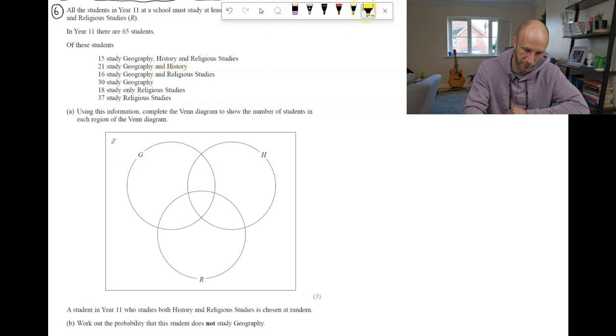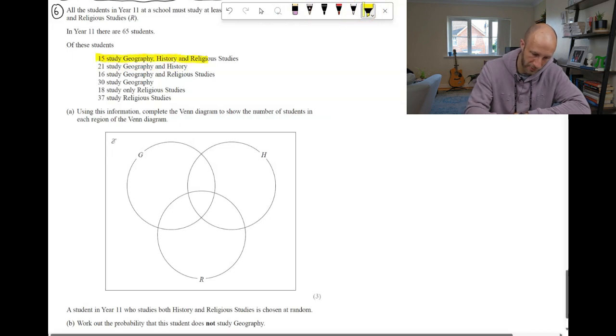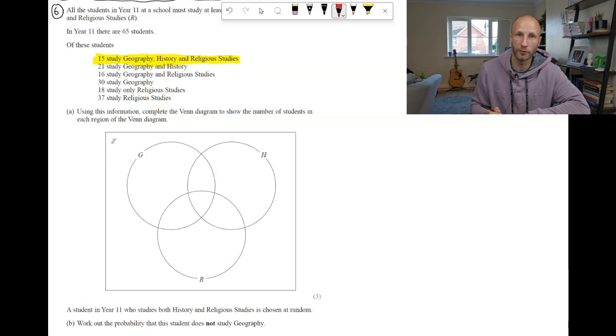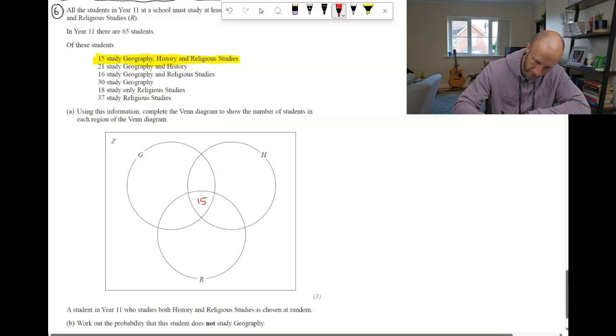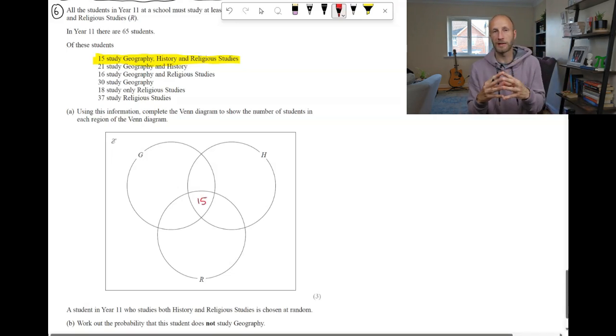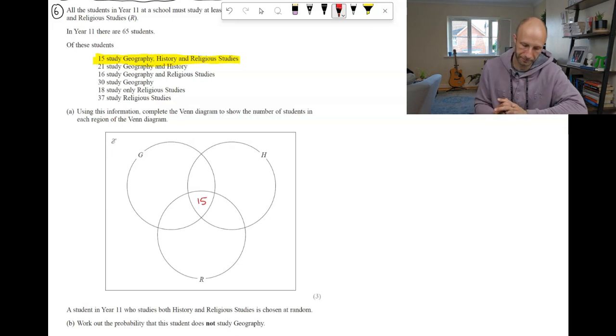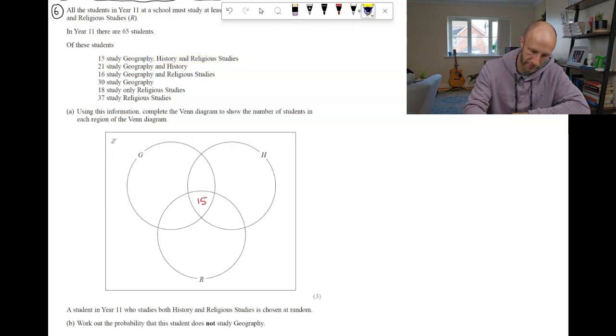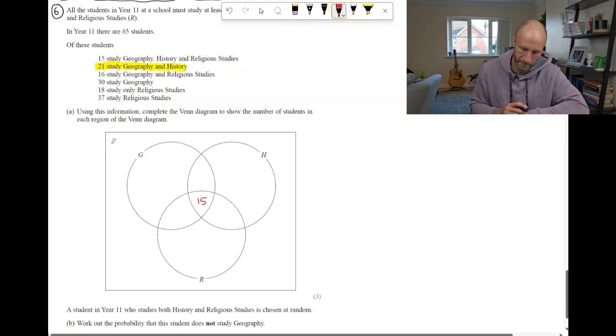So the best way of doing this is always to try and think about those who do, and they've actually put it in a nice order for you, that there's 15 who study all 3. So if I start from the middle and work my way out, and if I don't know what the middle is, it's quite a good way is to call it X at the start. You'll get questions sometimes like that. So 15 study all 3. Because then I can then go through and say, well, if 21 study geography and history, that's this part of the diagram here. Well, if these 15 are already studying geography and history, so that means there must just be the 6 left over.